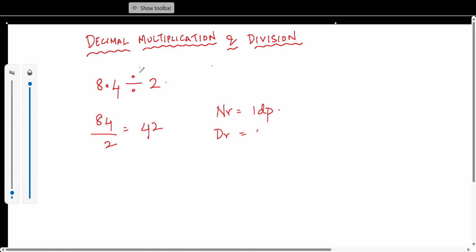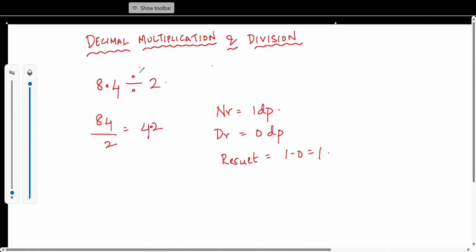The numerator has 1 decimal place. The denominator 2 has 0 decimal places. So the number of decimal places in the result should be the number of decimal places in the numerator minus the number of decimal places in the denominator. Which means in 42 you should have 1 decimal, 4.2. Now initially at least, if you have difficulty in understanding the concept, try the reverse. 2 into 4.2 will give 8.4. So it tallies.